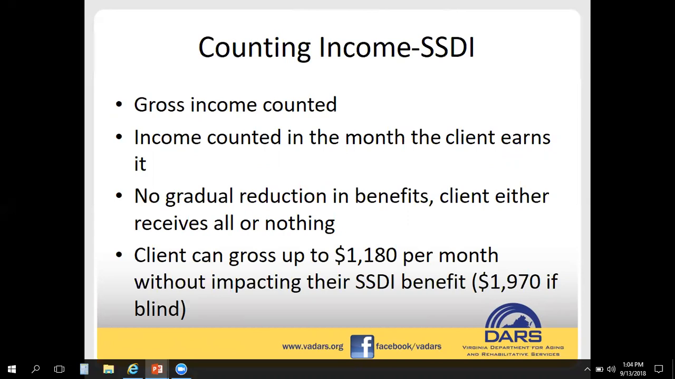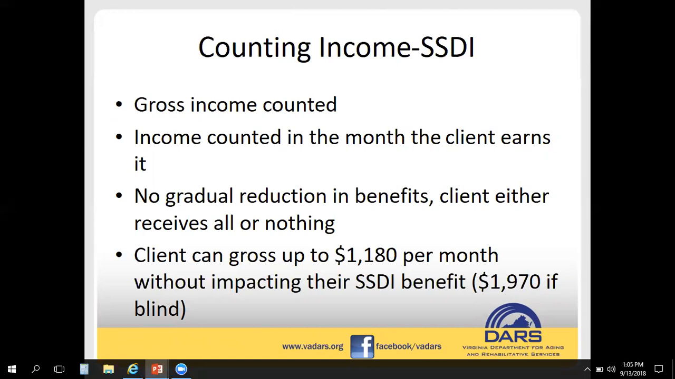Okay, so the way that it works when somebody is on SSDI is in the following way. The only similarity with SSI is that, like SSI, Social Security does look at the gross income that a person receives when they work. So they're going to look at what the client is earning before any withholding for taxes or retirement accounts or any other deductions. They always look at the gross income.